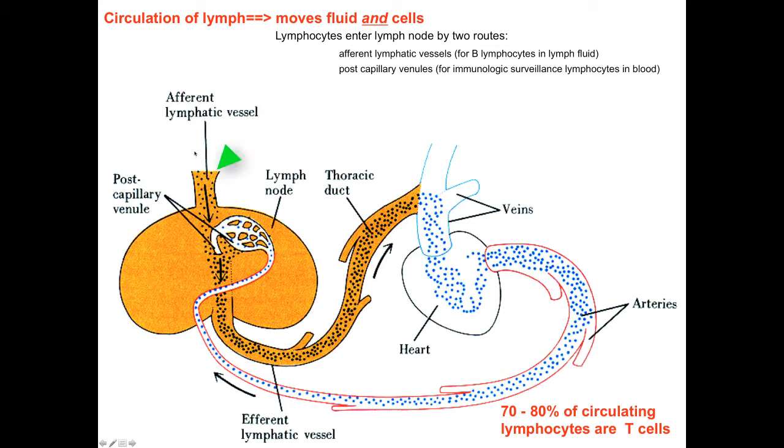Here the afferent vessel with lymph fluid coming into the node, and the lymph fluid would of course be carrying lymphocytes, and then the blood is clearly carrying lymphocytes, and here the lymphocytes are entering through these post-capillary venules. And the point I'd like to make here, about 70 to 80% of the circulating lymphocytes in peripheral blood are T cells, and these are the cells that are involved in immunologic surveillance.